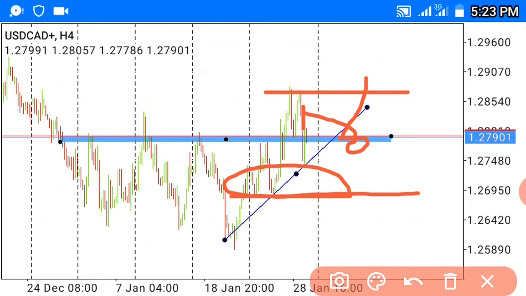I'm sure you all know where your stop loss and your take profit will always be. It will always be a little below the previous low or a little above the previous highs. Okay, so let's go to the next one.